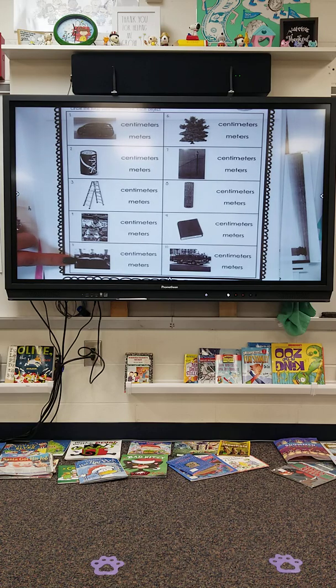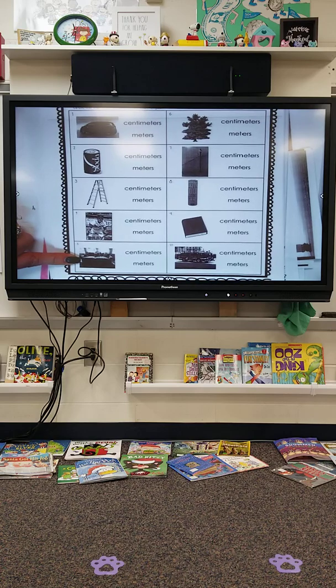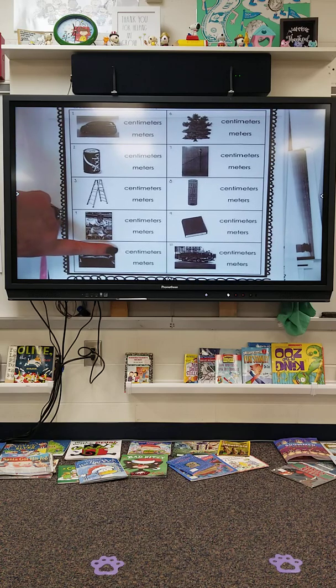This next picture is a sofa. Would we measure a sofa at home in centimeters or in meters? Think about that for a moment. I hope you circled on your paper meters, because a sofa is large, something that we're going to be able to sit more than one person on, and we would need a meter stick to measure that.